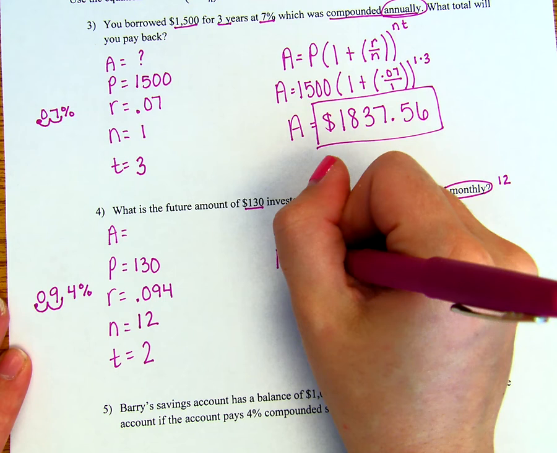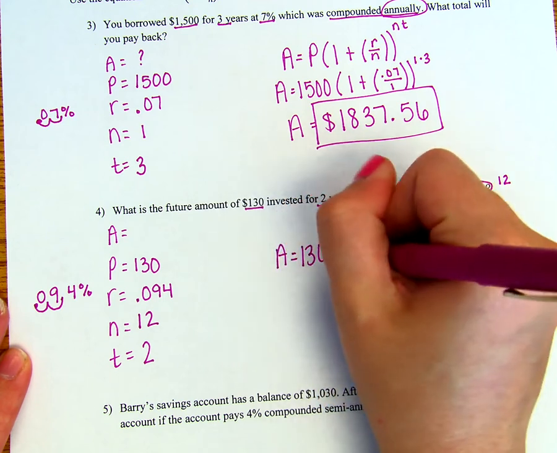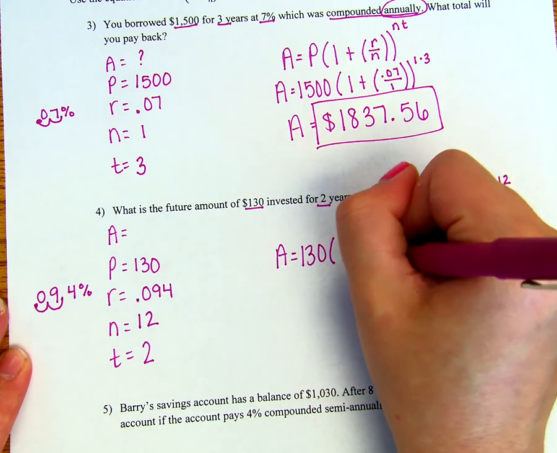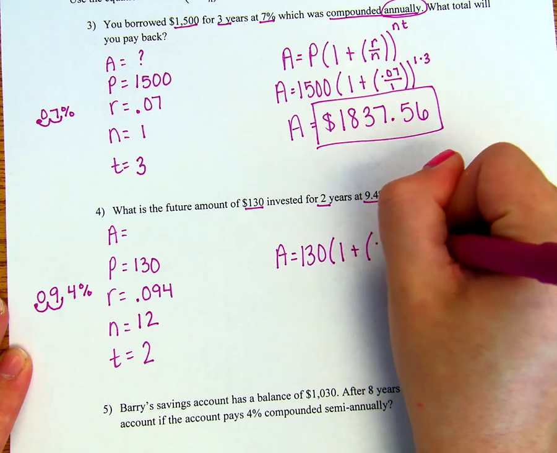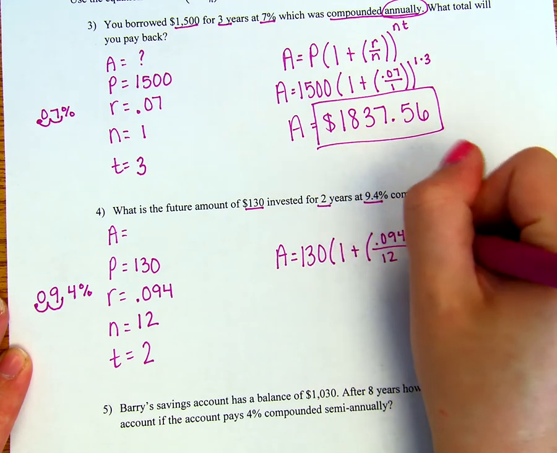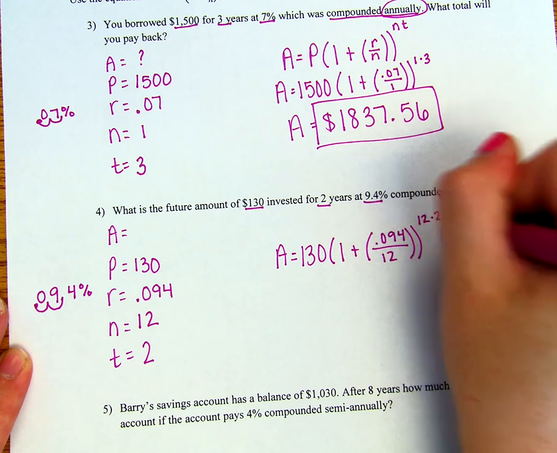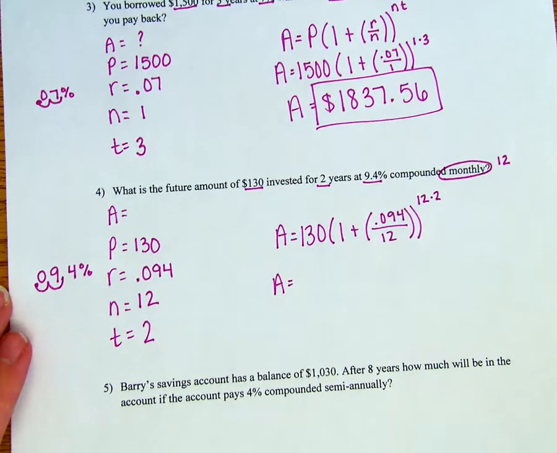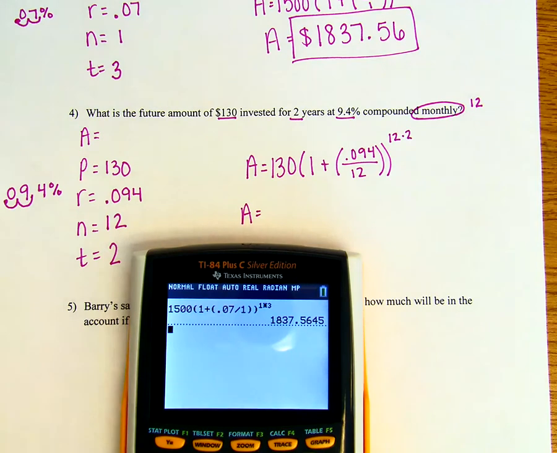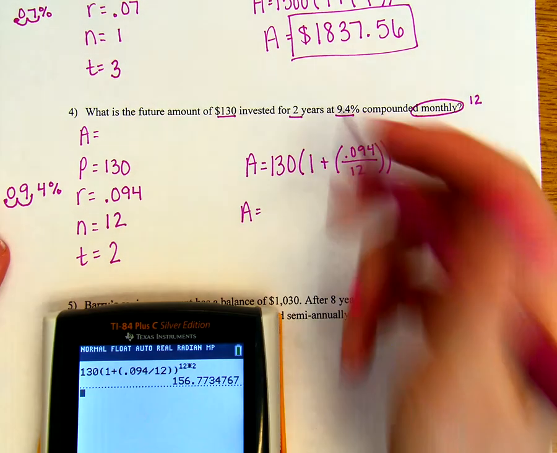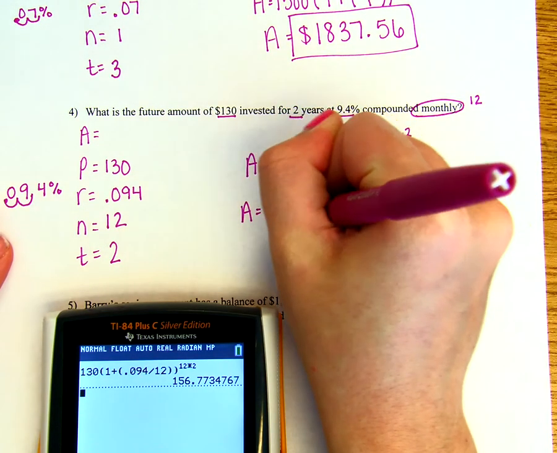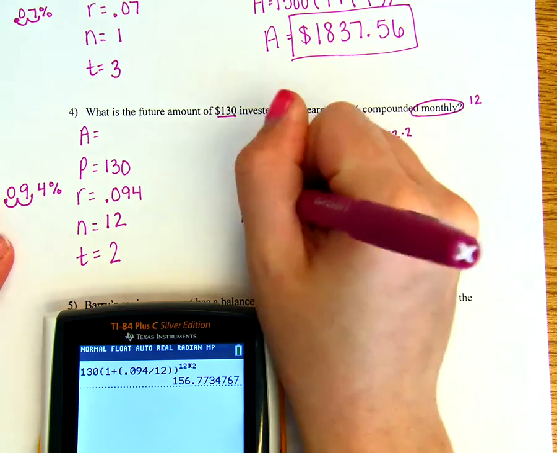So we plug it into our formula. 130 times 1 plus 0.094 over 12, to the 12 times 2 power. So we take all this and plug it into our calculator. We get $156.77.